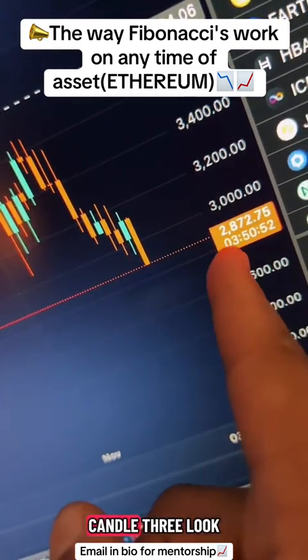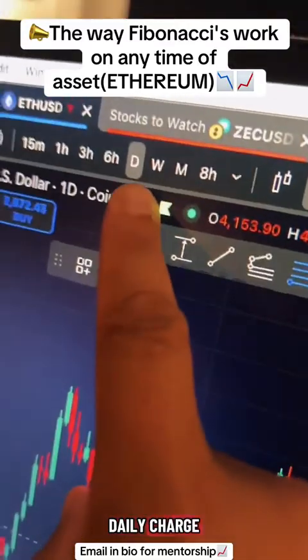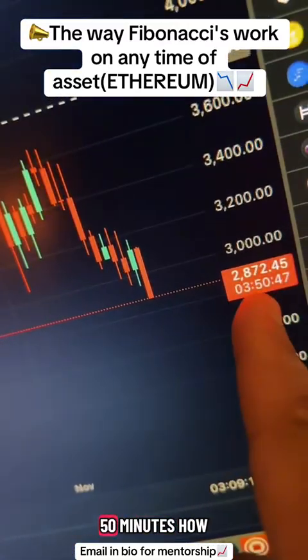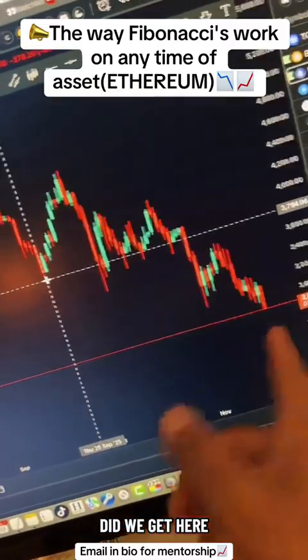So this is a live candle. Look, I'm on a daily chart. This candle right here has 3 hours and 50 minutes left. How did we get here?